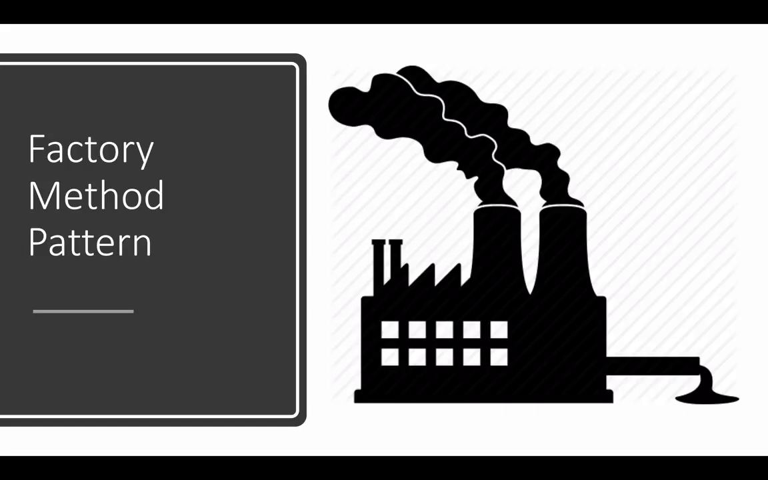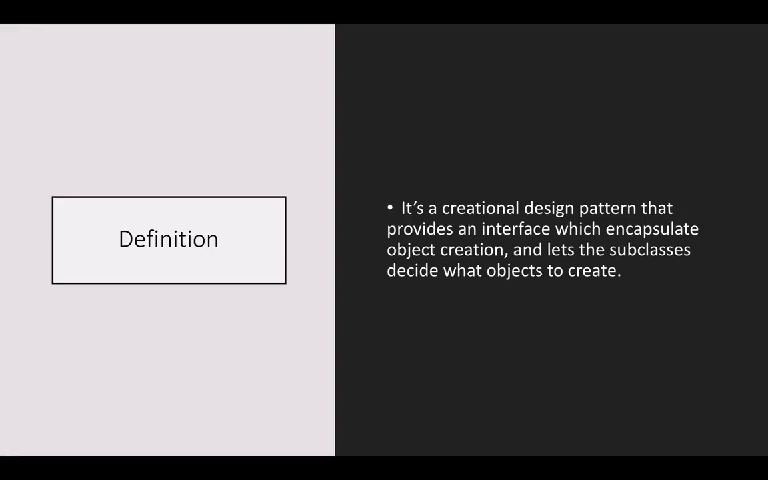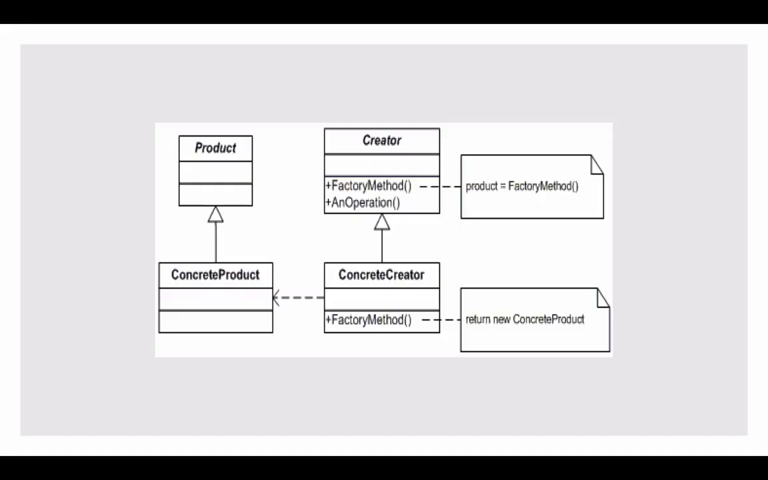So let's get started. Since we have looked at it already, we know that the factory pattern provides an interface which encapsulates object creation and lets the subclasses decide what object to create. Let's quickly go to the UML diagram and try to visualize this. So this is the UML diagram for the factory pattern.